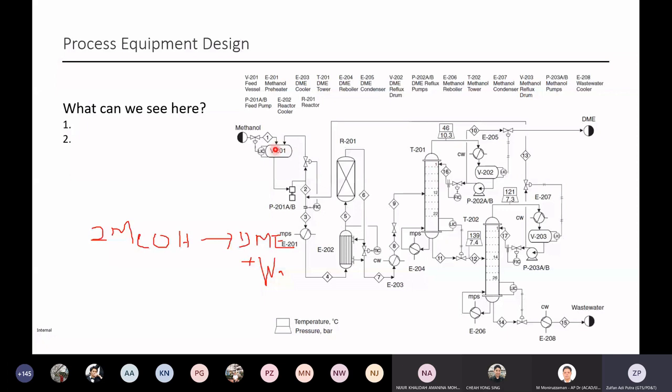For example, you start with this tank, so how is this methanol going to be stored? To get the answer to this question, you have to go to the MSDS of methanol. There they have the accurate information of how methanol should be stored, how DME should be stored, how water should be stored, or how any other chemicals should be stored. Based on that information, you design or handle your storage tank of methanol and the storage tanks of any other intermediate products or end products.